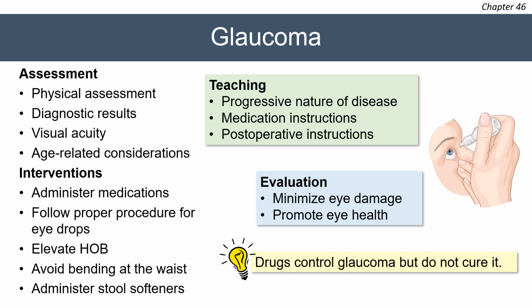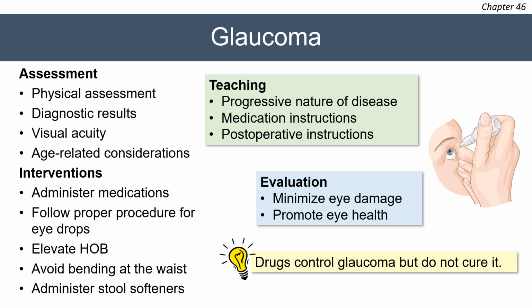Intervention: administer medications. Again, there's eye drops. We need to educate on how to give them, and these are going to either decrease the production of or increase the outflow of that aqueous fluid. We want to make sure they follow the procedure when giving those drops. Maintaining aseptic technique is really important so they don't end up with an eye infection. We want to make sure to elevate the head of the bed 35 to 40 degrees because that promotes intraocular drainage and decreases intraocular pressure.